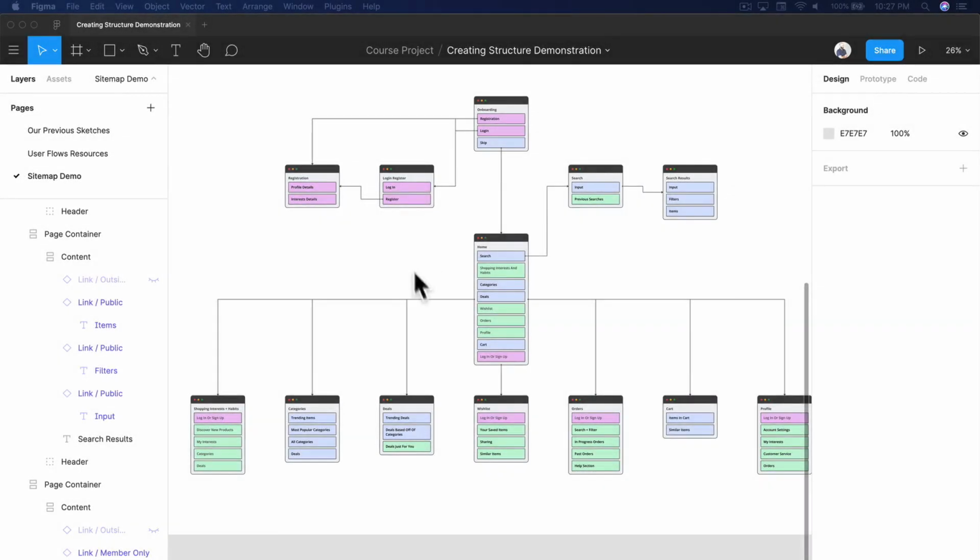Hey, and welcome back. We're back in Figma, and this is the sitemap that we had just built. But I want to give you a couple tips so you can get started on the right foot.